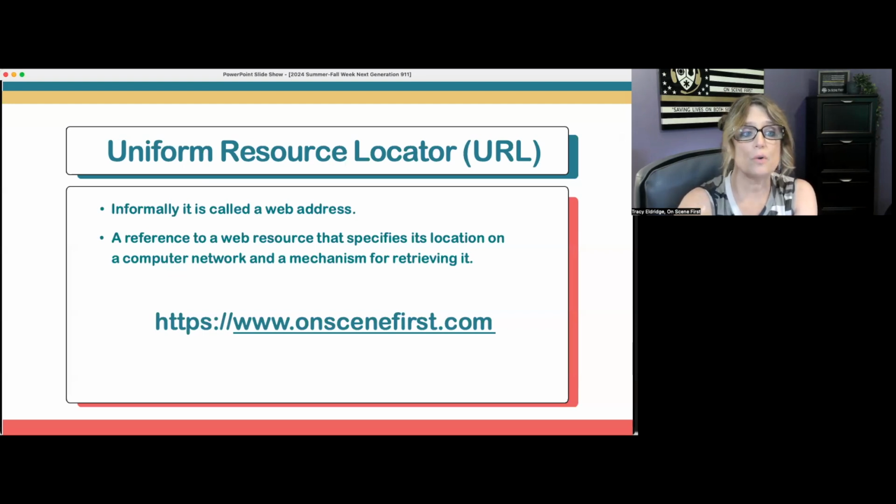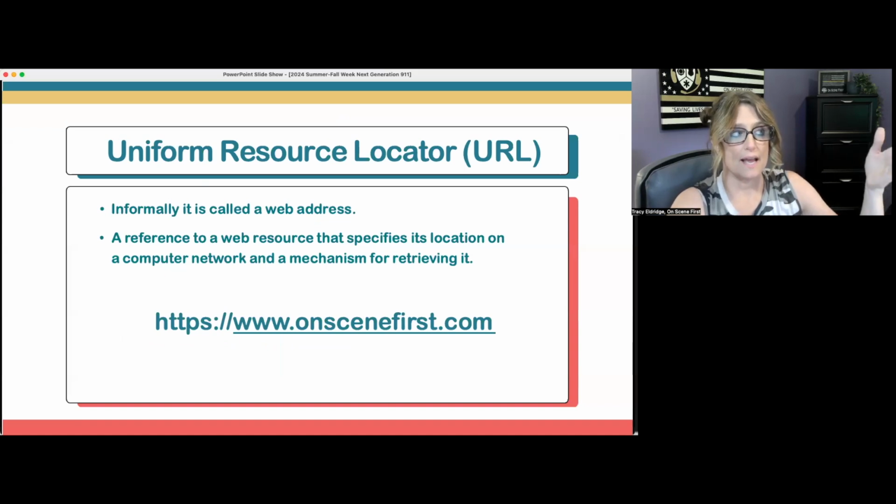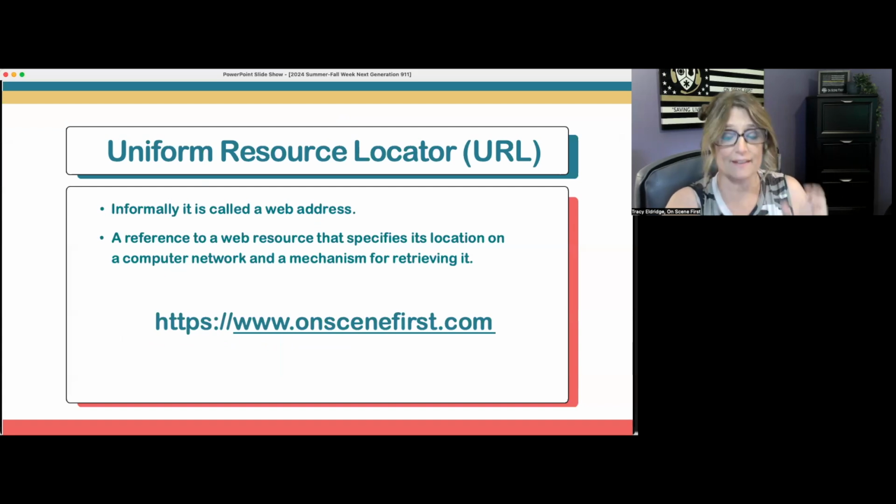It is a reference to a web resource that specifies its location on a computer network and a mechanism for retrieving it. So you have my website there, right? It is not just this. This is considered the domain name. OnSceneFirst.com is the domain name, but it is also a uniform resource locator. If I was to add a slash and then put studyENP, it's still a URL, okay? Because it's a location. If I click on that, it's going to bring me to a location.